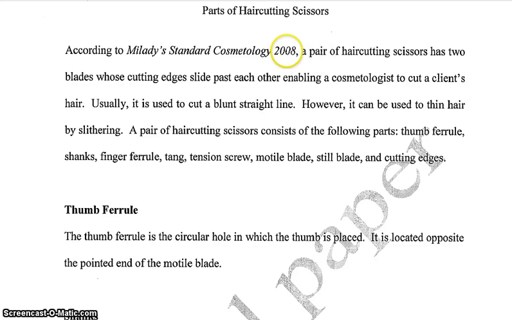It could include the author. It could also include the year of publication. And this is an APA style with the title, because there's no particular author of this book, and then a year of publication. Then this writer went through and described what hair cutting scissors do.